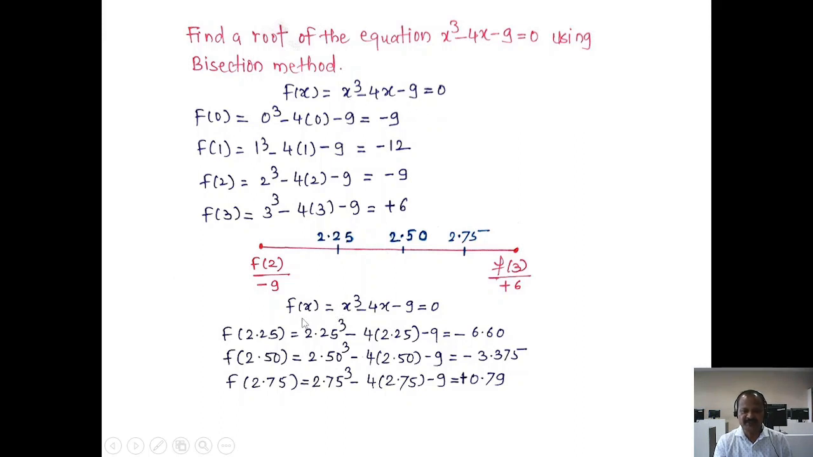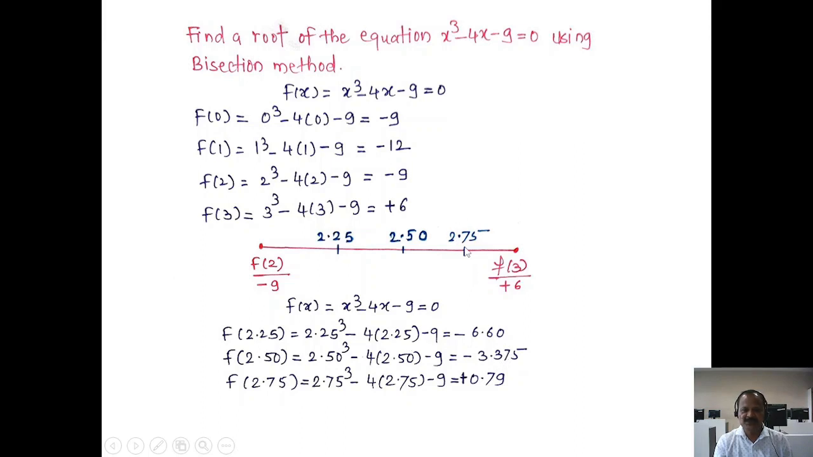So the equation is given like this: f of x is equal to x cube minus 4x minus 9 is equal to 0. First x is 2.25. So f of 2.25 is equal to 2.25 cube minus 4 into 2.25 minus 9 is equal to minus 6.60. Now this is the negative value. f of 2.50 is equal to 2.50 cube minus 4 into 2.5 minus 9 is equal to minus 3.375. Again this answer is negative.